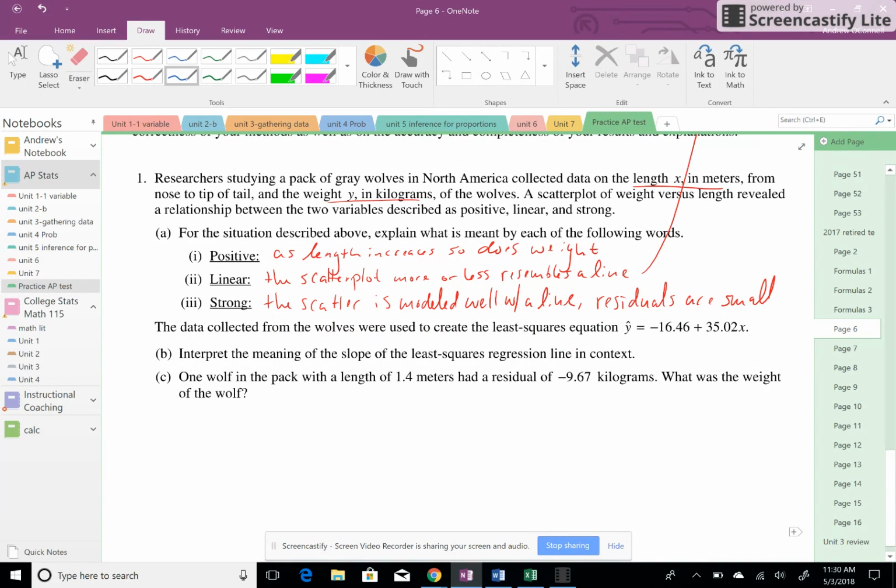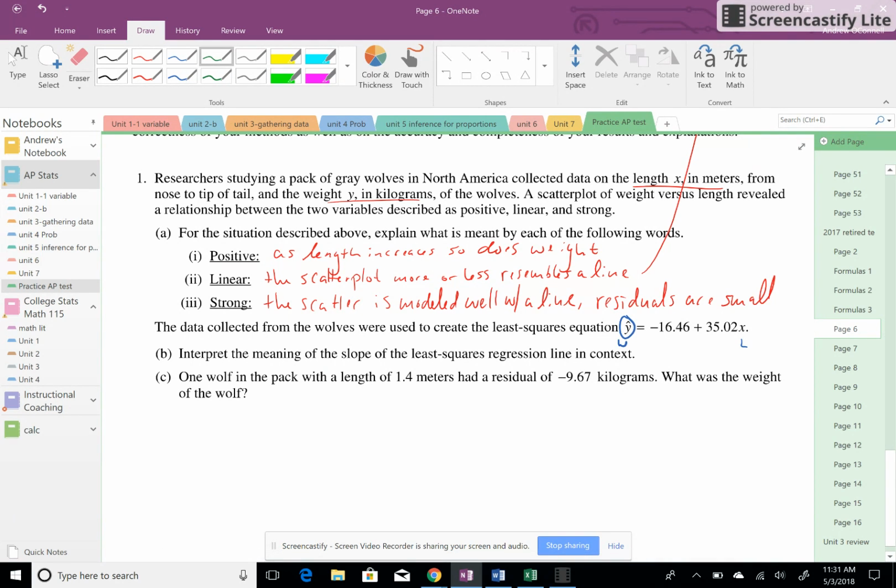The data collected from the wolves were used to create the least squares regression line. Predicted y is equal to negative 16.46 plus 35.02 times x, which again, that's length in meters, and this is weight in kilograms. Interpret the meaning of the slope.